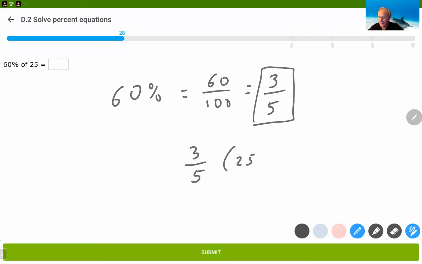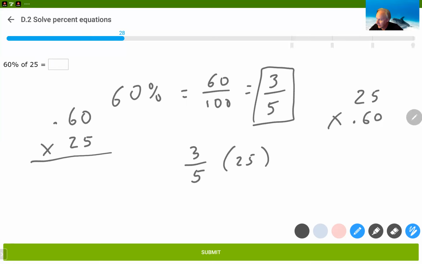Now some people are going to absolutely insist on multiplying, which is fine. You're taking 60 cents and multiplying it by 25. It's actually easier to multiply with the single digit on the bottom. So if you multiply 25 times 0.60, it makes it easier. But hopefully you notice that the fractions are actually quite a bit faster.